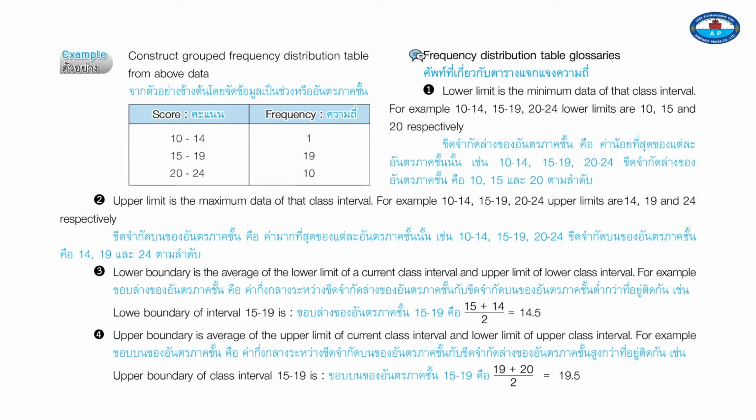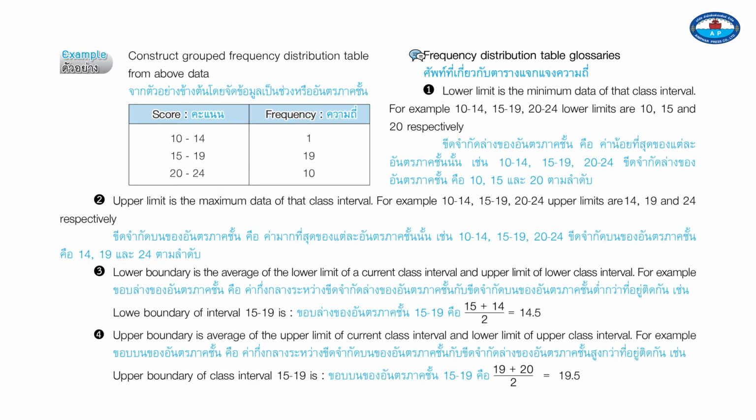Sums of tally are frequencies. Frequency distribution table glossaries. 1. Lower limit is the minimal data of that class interval. For example, 10 through 14, 15 through 19, 20 through 24. Lower limits are 10, 15, and 20 respectively. 2. Upper limit is the maximum data of that class interval. For example, 10 through 14, 15 through 19, 20 through 24. Upper limits are 14, 19, and 24 respectively.